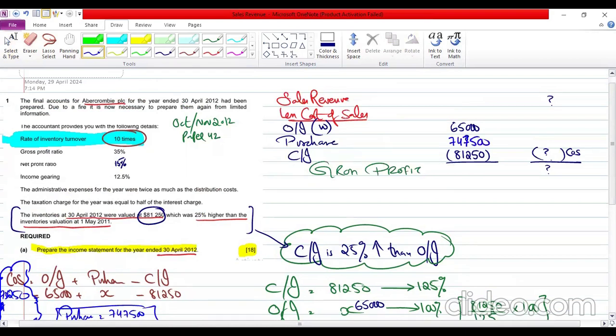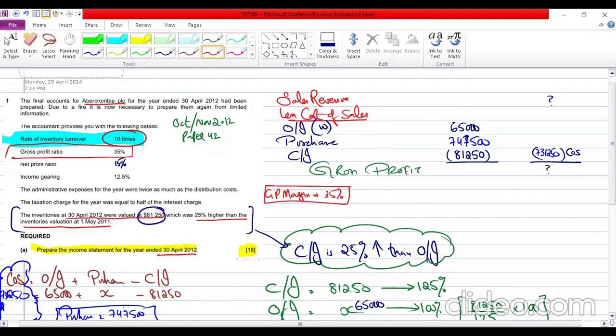747,500. Cost of sale is 731,250. Am I right till here? Now, gross profit margin is how much? 35%. Gross profit is always margin, huh? 35%. Leave some space.